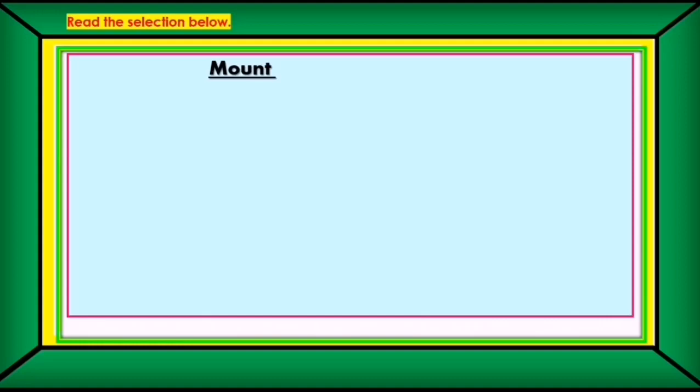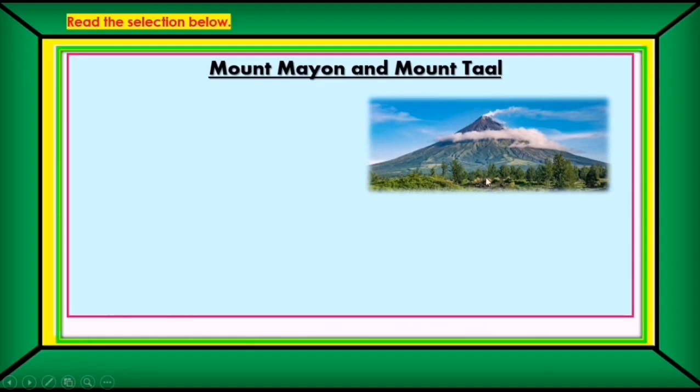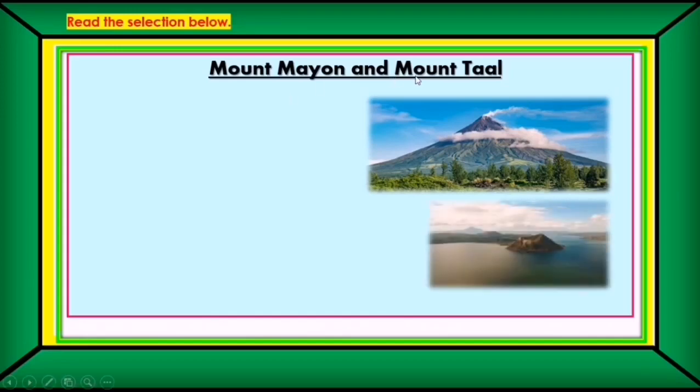Then this time, we're going to read the selection below. The selection is about Mount Mayon and Mount Taal. I'm going to read it first, then repeat afterwards. Got it? Okay, start now. What is this picture, by the way? What place is that? Okay, good. That is Mount Mayon. And another picture, what picture is that? That is a picture of Mount Taal. Let's start now.